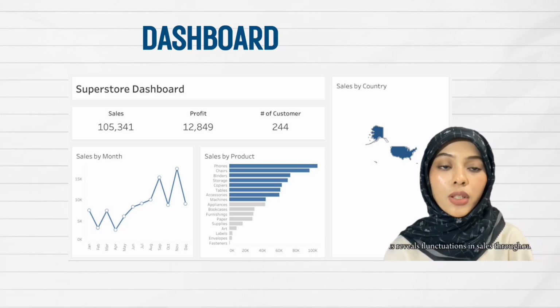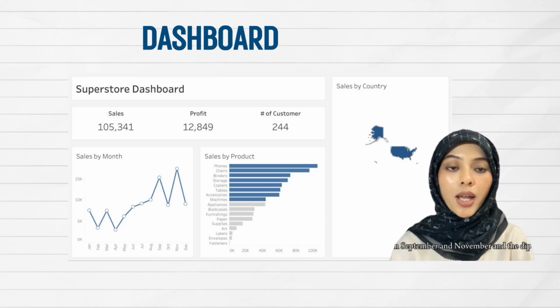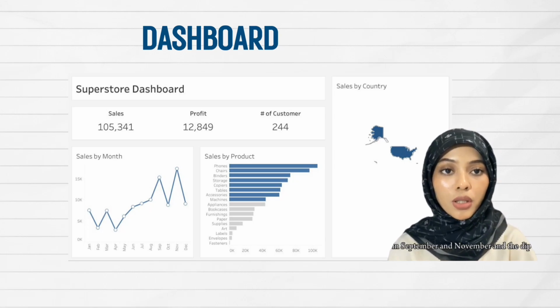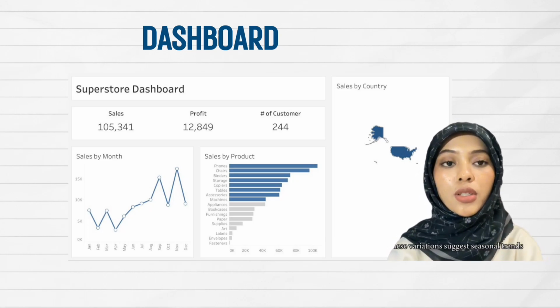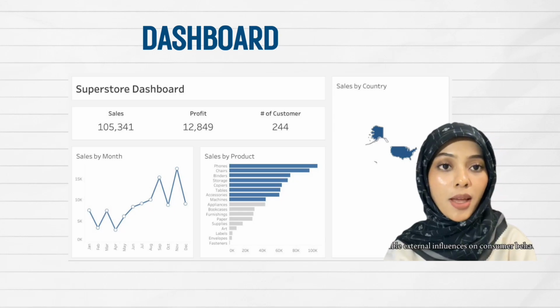The line chart reveals fluctuations in sales throughout the year. Notice the peak in September and November and the dip in December. These variations suggest seasonal trends and possible external influences on consumer behavior.